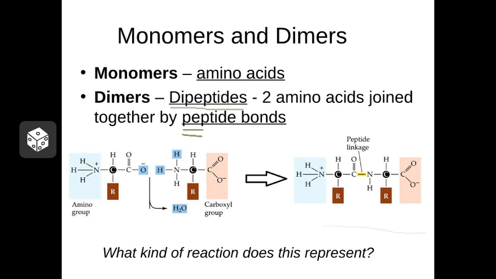Now, before you leave the slide, I want you to think, what kind of a reaction is this that I'm seeing? I've got two small subunits being put together into one large subunit, and look what's coming out. What kind of reaction is that? You know this.